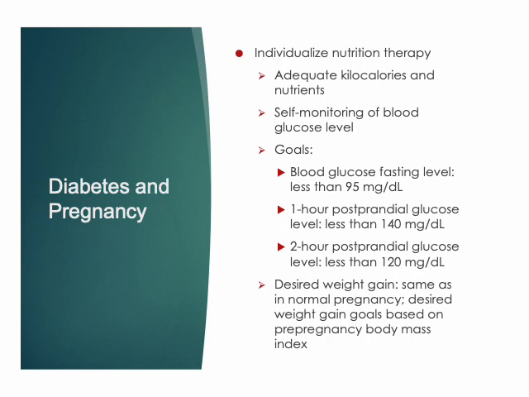Now, if they're fasting, we really want those sugars to be less than 95. After they eat, at about an hour, it should be no higher than 140, and 2 hours postprandial, or after they eat, it shouldn't be higher than 120.